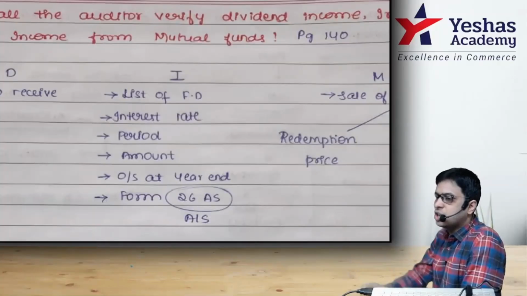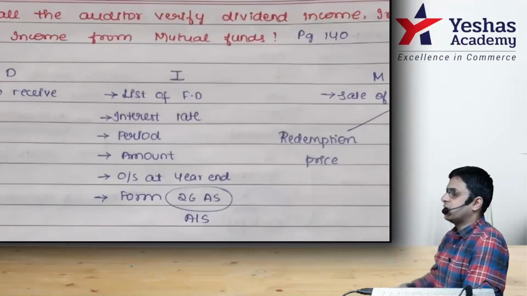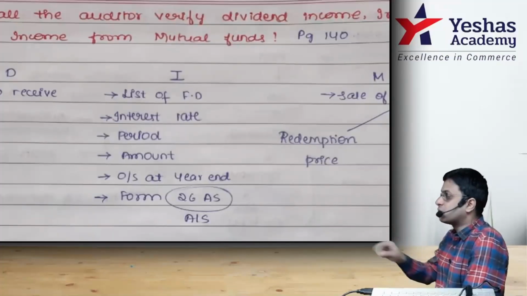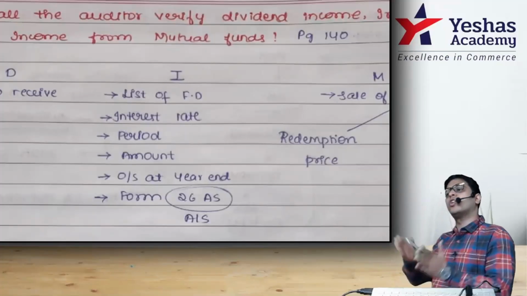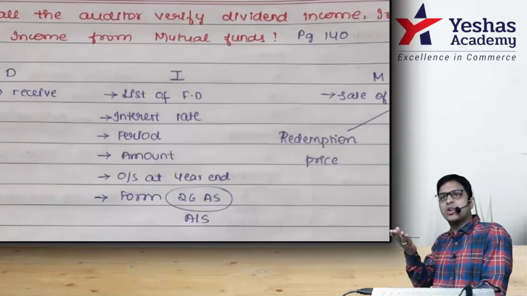First, the list of FDs. In that FD, how much interest is each bank paying? See this, the rate of interest. Therefore, for how much period is that amount there in the bank? That is called the period. For all 12 months, you will do 12 divided by 12. Correct? No, 8 months, then 8 divided by 12. Yes or no, in calculation of interest?